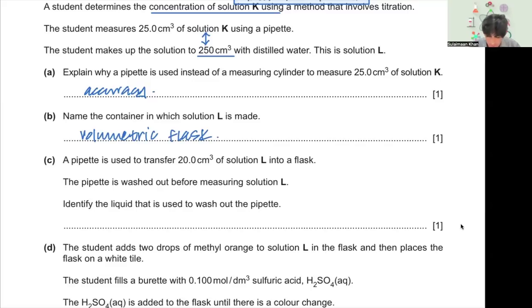Here, a pipette is used to transfer 20 cm cube of solution L into a conical flask. Some of you might think, oh, 20 cm cube, a pipette can't measure any volume other than 25 cm cube. How? Realize that there are multiple pipettes. You could make a 20 cm cube pipette, a 25 cm cube, a 5 cm cube, whatever. You could make a pipette for whatever volume you want, but it's just going to measure that one fixed volume. It's just going to have one graduation on it, right?